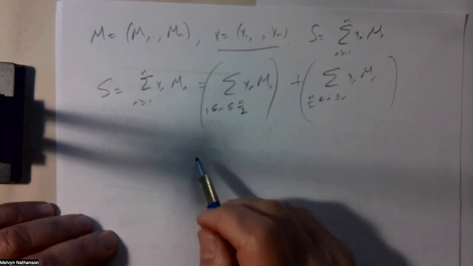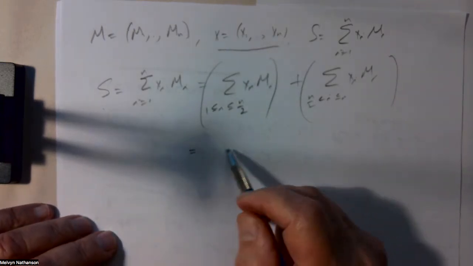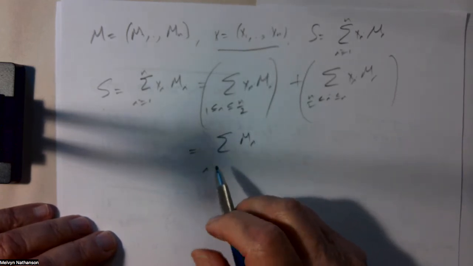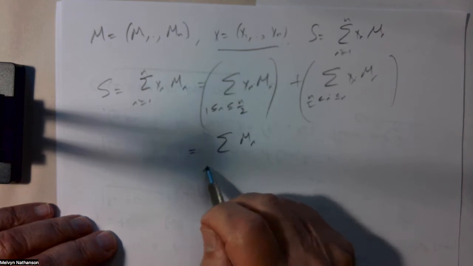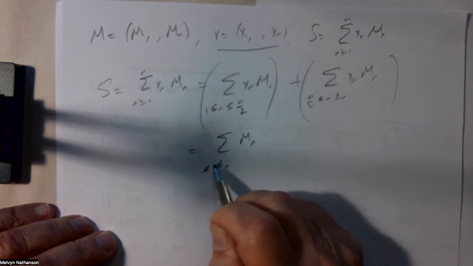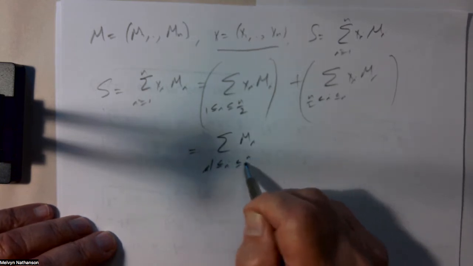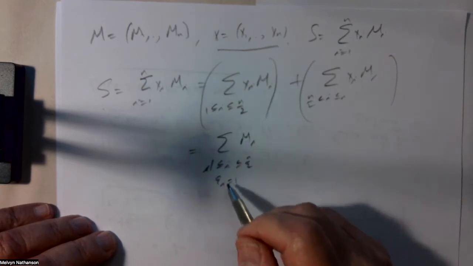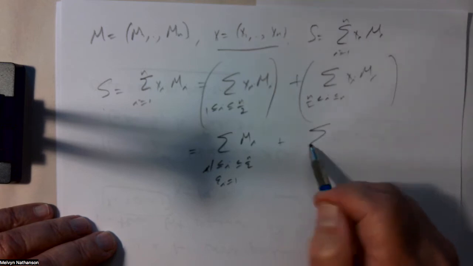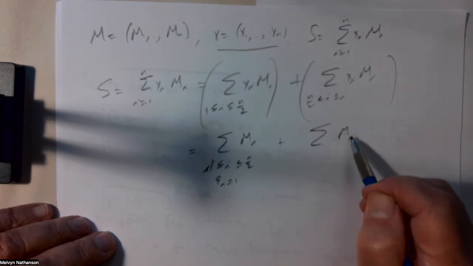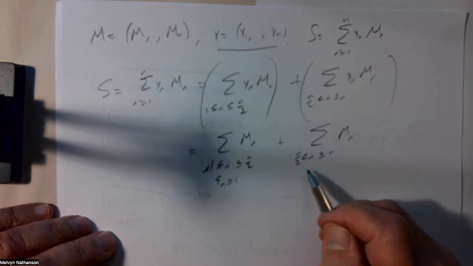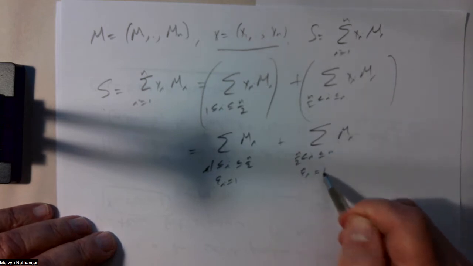Let me write it slightly differently. This is a sum of m sub i, where the i's are between 1 and n over 2, and the epsilon i is plus 1. And here I have a sum of the m_i's, where i is bigger than n over 2 and less than or equal to n, and the epsilon i is equal to 1.